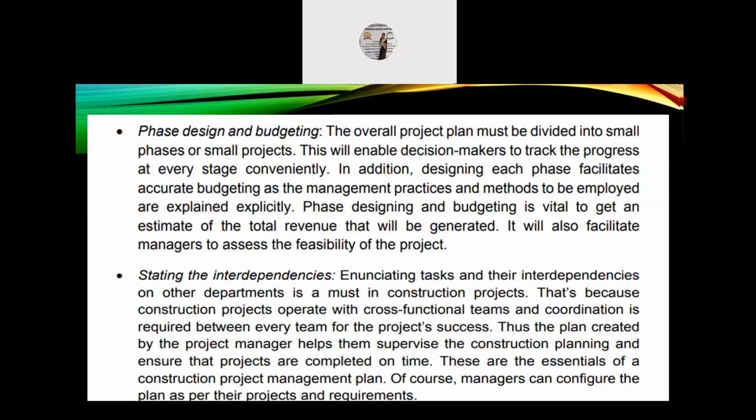Next point is stating the interdependencies. So, enunciating tasks and their interdependencies on other departments is a must in construction projects. That's because construction projects operate with cross-functional teams and coordination is required between every team for the project success. Thus, the plan created by the project manager helps them supervise the construction planning and ensure that projects are completed on time. These are the essentials of a construction project management plan. Of course, managers can configure the plan as per the projects and requirements.